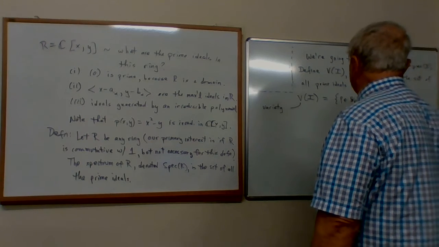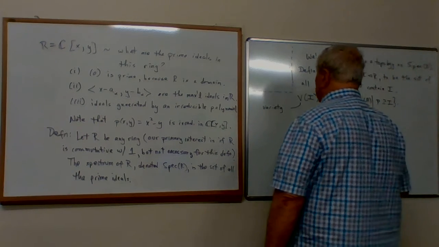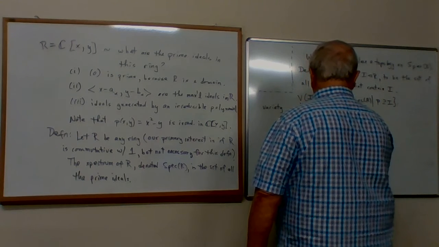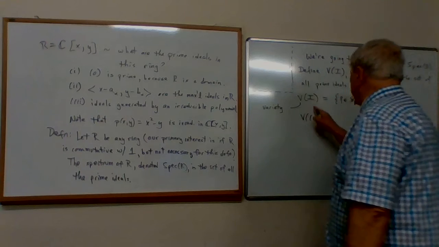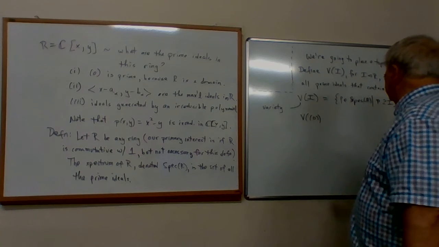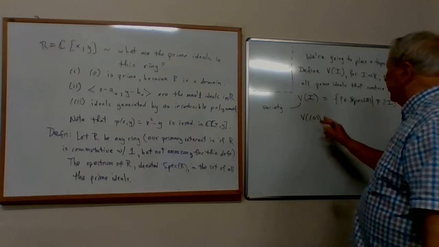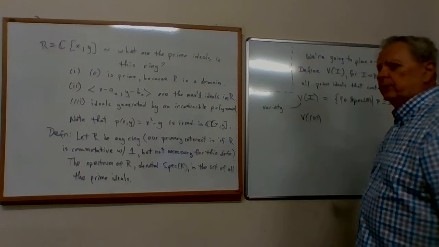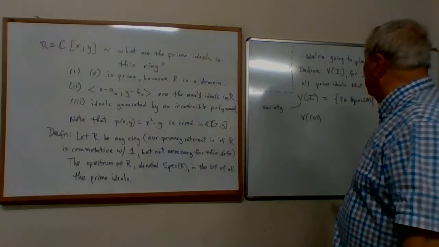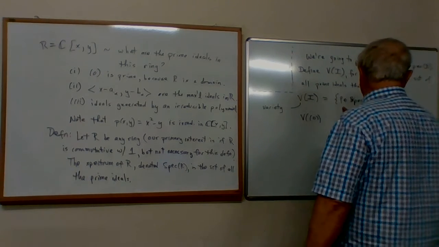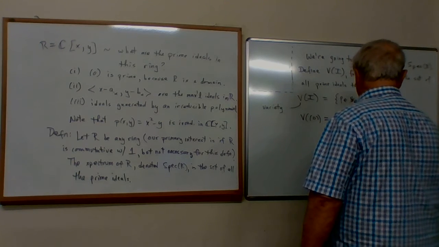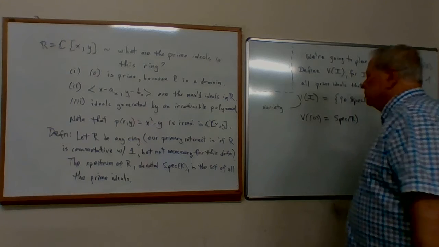Now, what, for example, is V of 0? 0 is an ideal. What is the set of all the prime ideals in spec R that contain the 0 ideal? Well, by definition, all ideals in any ring contain the 0 ideal, so certainly all the prime ideals do. This is going to be the whole space, spec R.